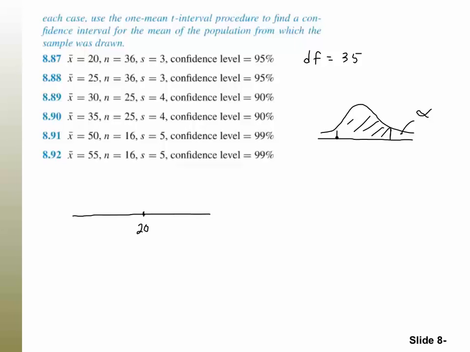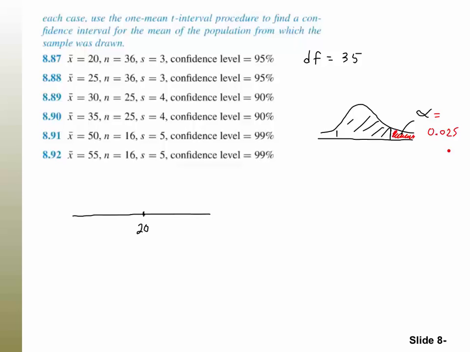So if we want a 95% confidence interval, then what area is this red area here? Alpha equals? Half of 5%, right? Half of 5%, which is our 0.025. Okay, do you see that that's the very middle column of your table?